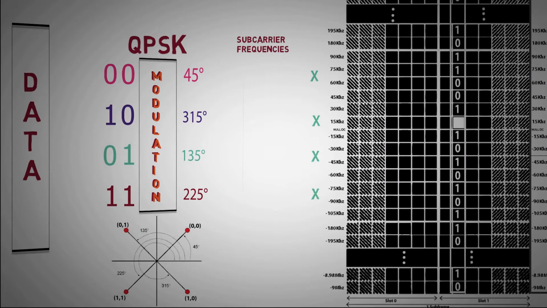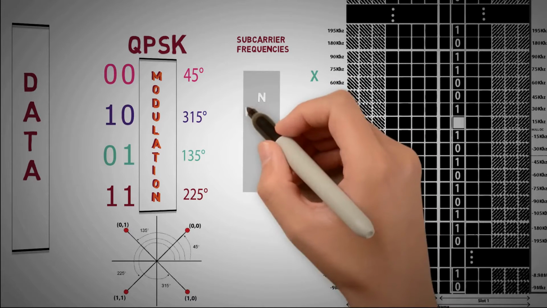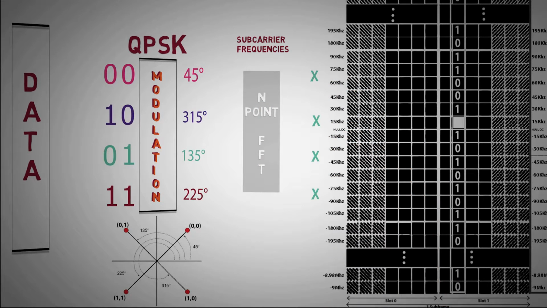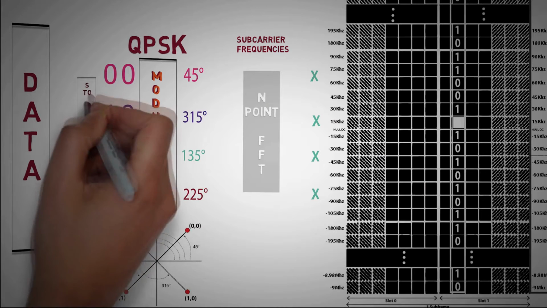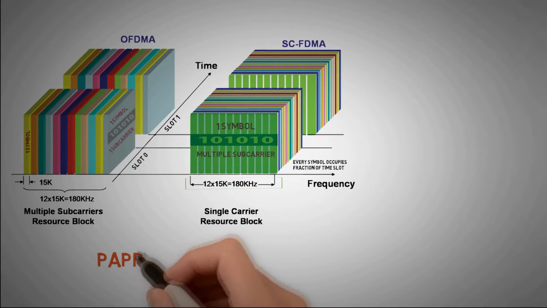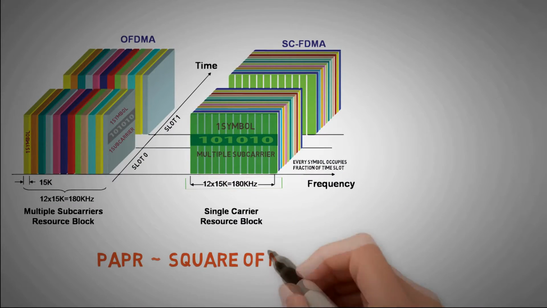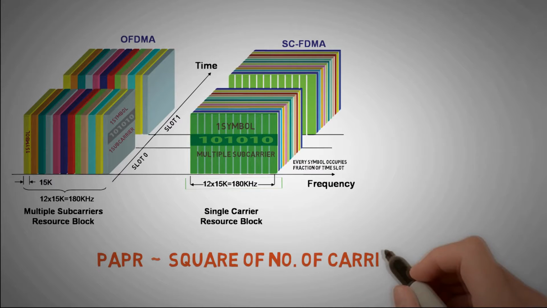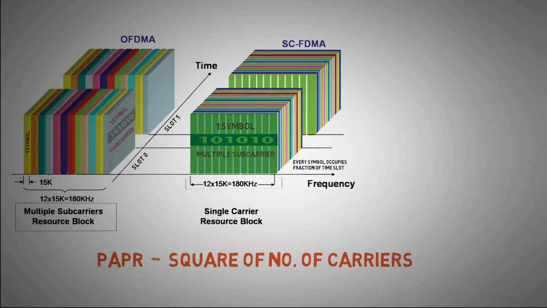To achieve this, SC-FDMA introduces an FFT block right after the serial to parallel converter in the OFDMA structure. The FFT block converts the parallel sequence of symbols in the time domain to different frequency points. Now, peak-to-average power ratio is proportional to the square of the number of carriers involved. SC-FDMA reduces PAPR by reducing the number of carriers.